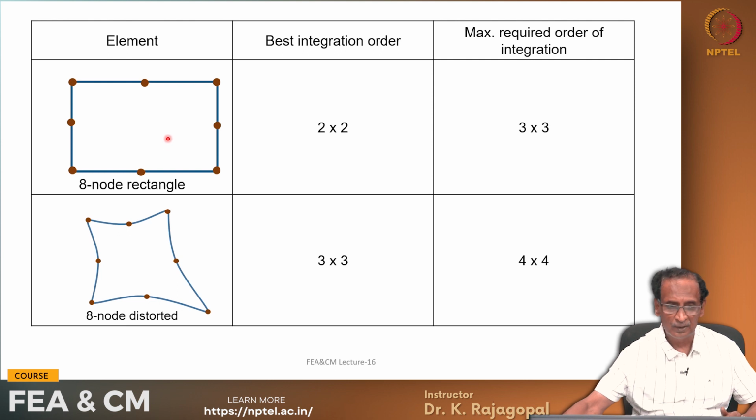And if you have an 8-node quadrilateral like this, the best order is still 2 by 2, maximum order is 3 by 3. And if you have an 8-node distorted element, the best order is 3 by 3 and maximum order is 4 by 4.